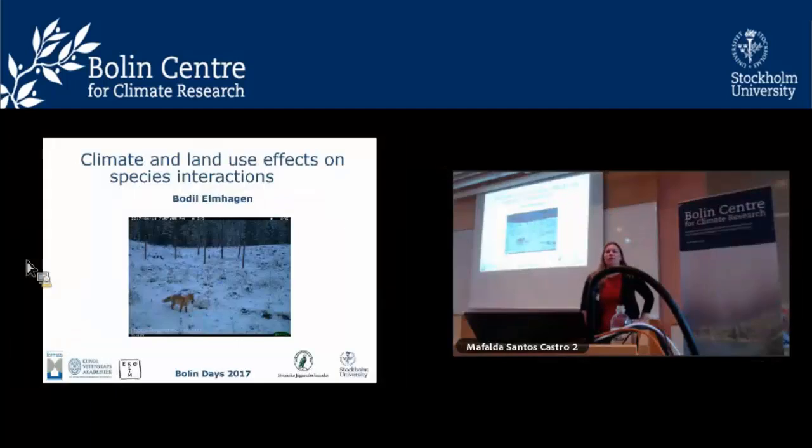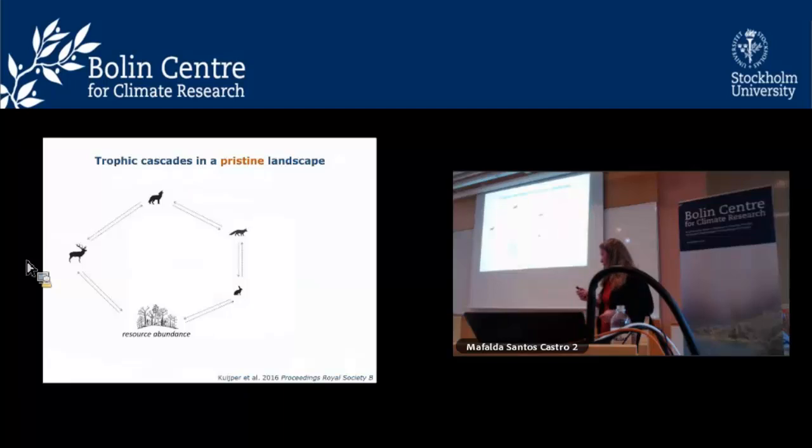I'm Bodil Elmhagen. I used to work at the Department of Zoology. I'm still affiliated to the department, but I now work at the Swedish Association for Hunting and Wildlife Management. But I have some time for research within my position there. And basically, what I'm working with is how species interactions, and the effects on species distributions and abundances, are affected by climate and land use, for example. And I will give some examples of my research.